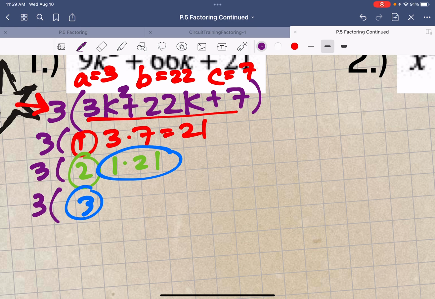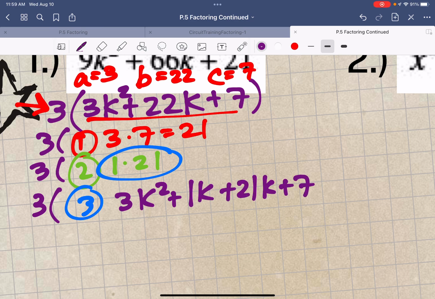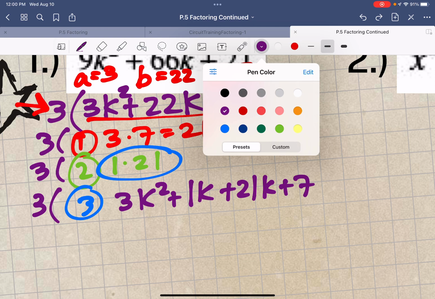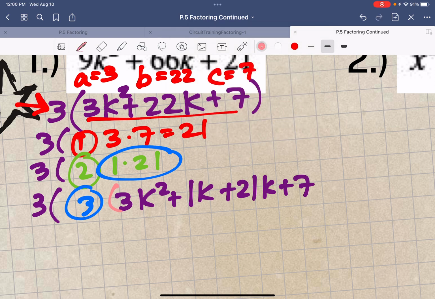All right, so I'm going to rewrite the trinomial as 3k squared, and instead of the middle term, I write plus 1k plus 21k plus 7. And now I'm going to factor by grouping. So I'm going to group the first 2, group the second 2, and do GCF.